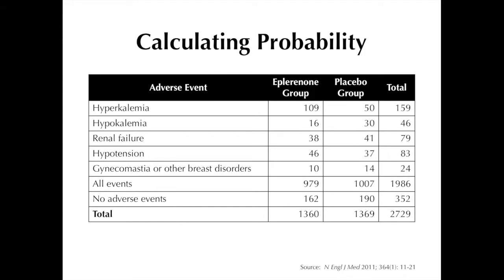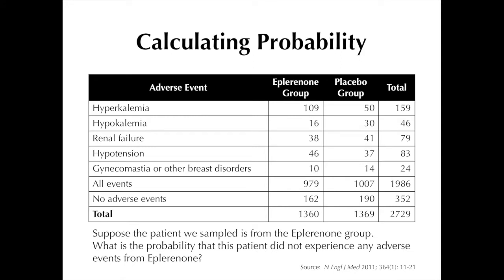Now let's go back to the same contingency table we used earlier. Now let us suppose that the patient we sampled is indeed from the eplerenone group. We now want to know what the probability is that this patient did not experience any adverse events from the test drug eplerenone. Now from the statements, we can tell that the grand total is no longer of interest, but rather the total number of patients randomized to the eplerenone group.